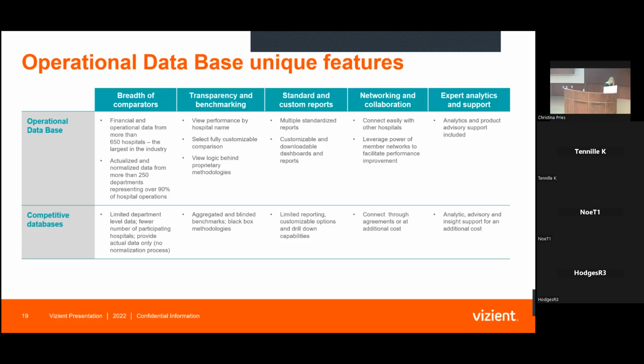Very common use. A lot of our hospitals will have position control committees where, whenever new positions are requested, they have the ODB data available to assess, well, where do we stand now compared to our peers? Is the staffing level in this department on the higher end or the lower end? It gives you an objective way to assess the need for those positions.